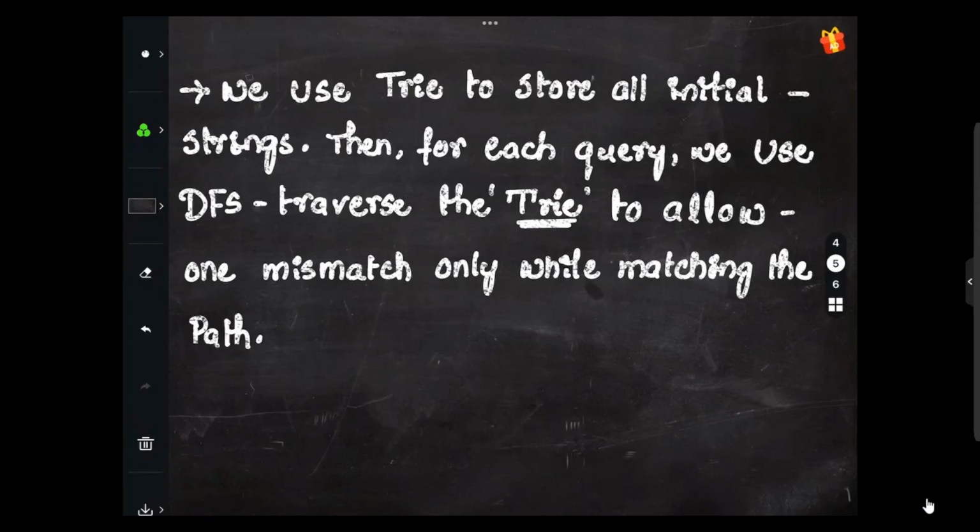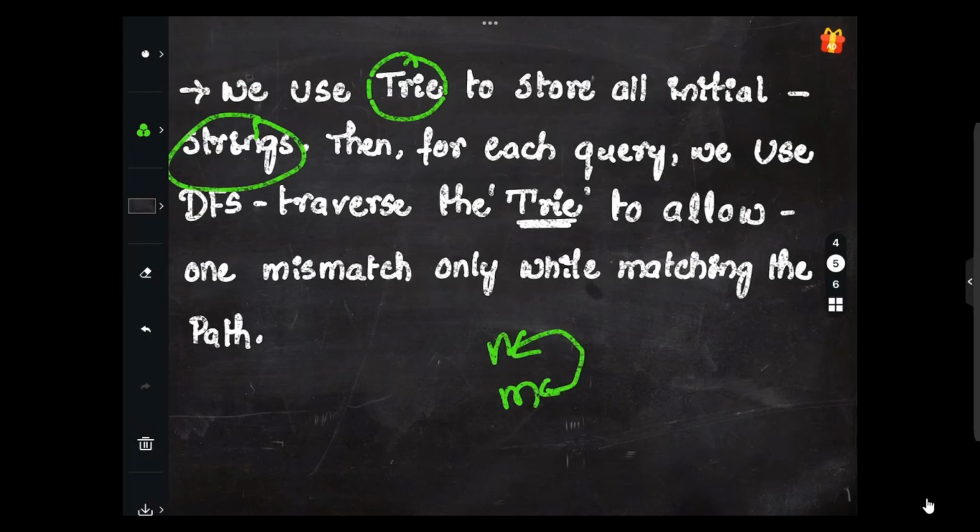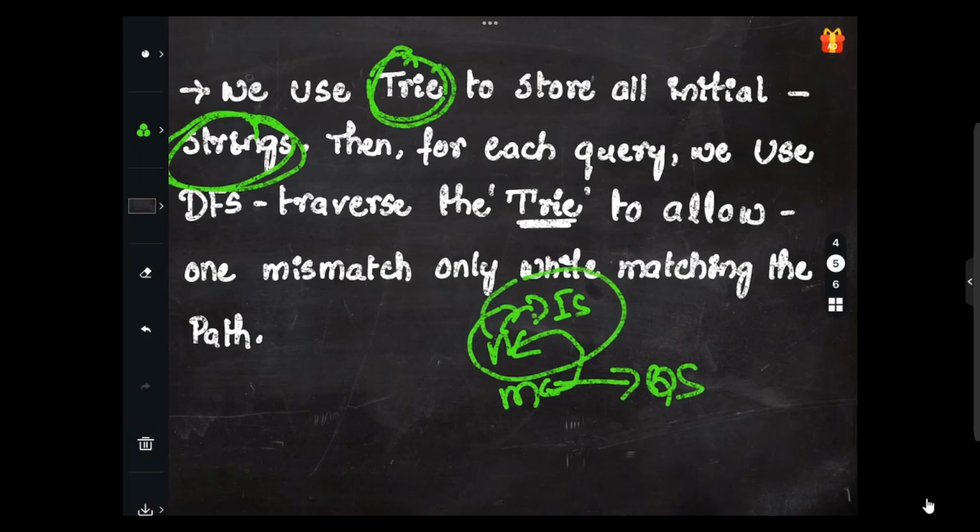So one more thing, we will be making use of the trie, as I have said, to store all the initial strings. So we have to compare n with m, or m with n, right? So we will be making use of the trie to store the initial strings, meaning n. Basically this is the initial string and this is the query string, right? So we will be making use of the trie to store the initial strings, the n part. Then for each query, we have three queries in the first example, right?